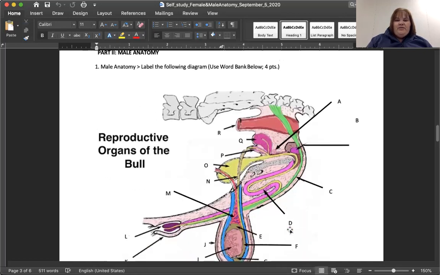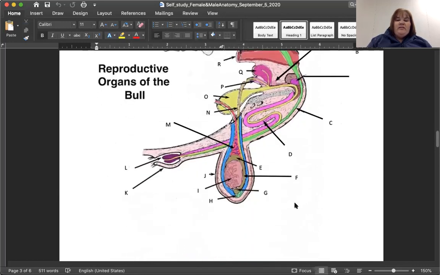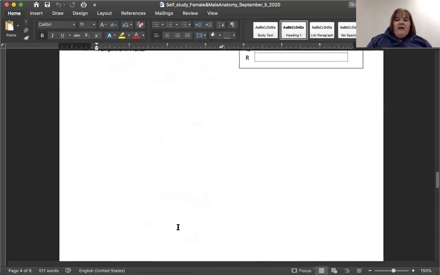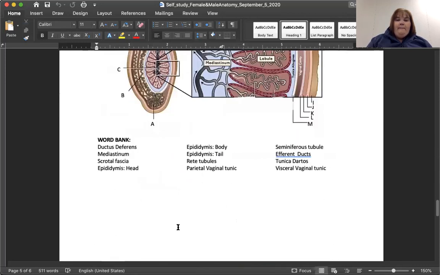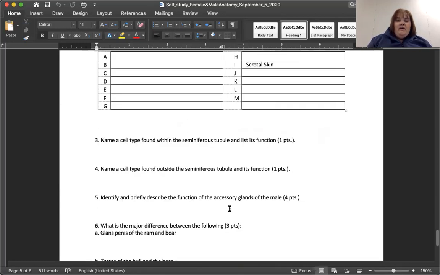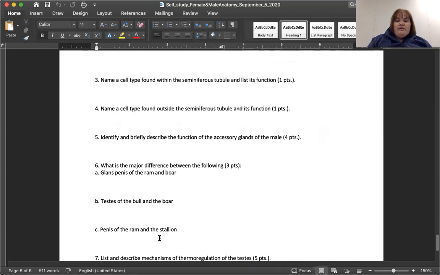And then part 2 is all about the male, which is why you need to actually work through the videos and stuff this week first. And so you can go in and identify the different anatomical structures in the male. You'll write those in on this 4th page over here. Here's your word bank of what we're looking for. And then there's some additional anatomy to go through and make sure you understand, as well as a series of questions.